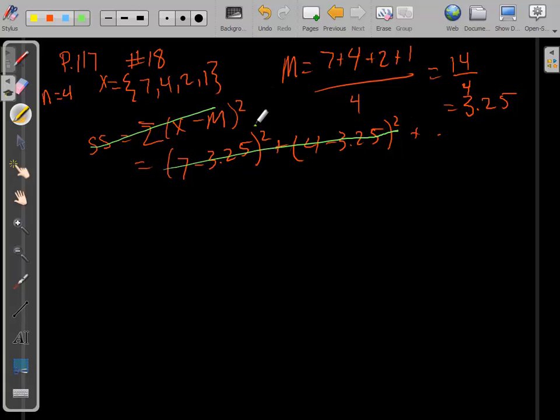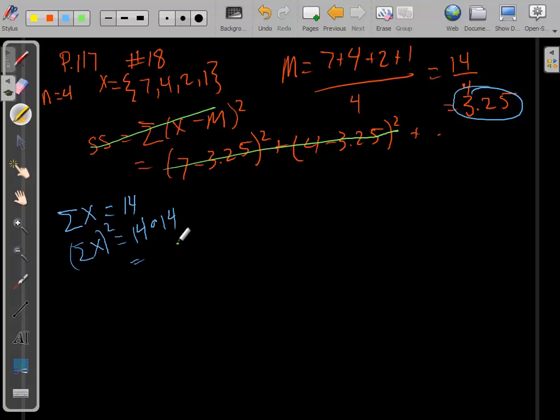Okay? What's nice about the computational method is that you don't have to compute the mean. I mean, it's not hard to compute 3.25, but you don't have to use it for the sum of squares. So we're going to look at the sum of the x's, which we know is 14. Therefore, the sum of them squared, 14 squared, is 196. We also need the sum of the x's squared.